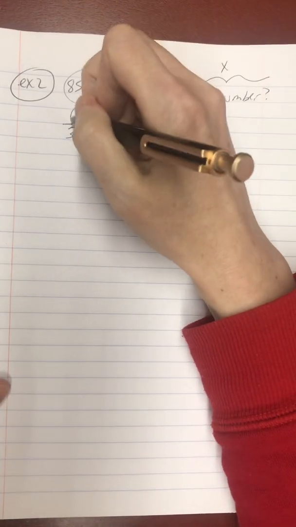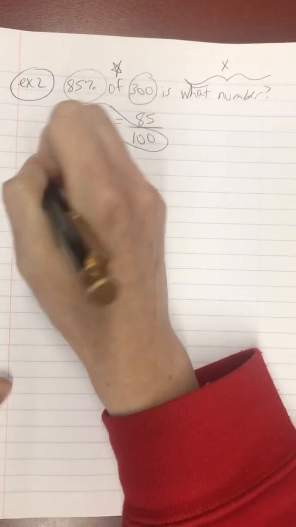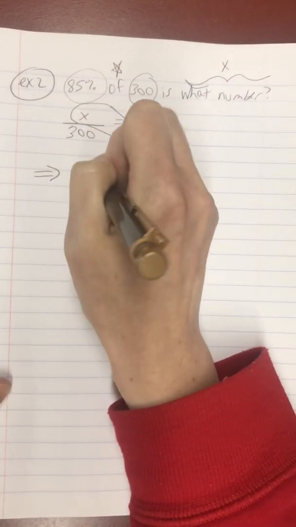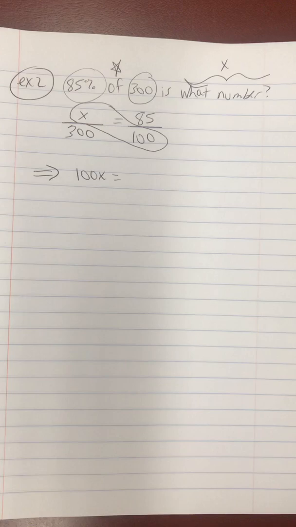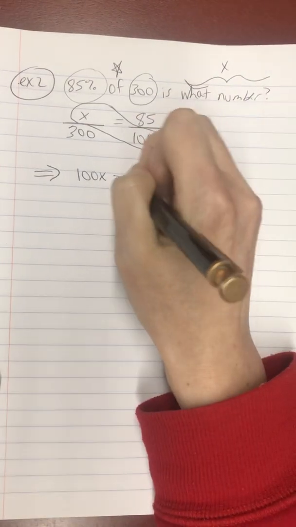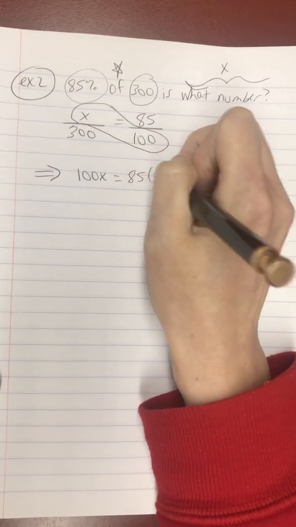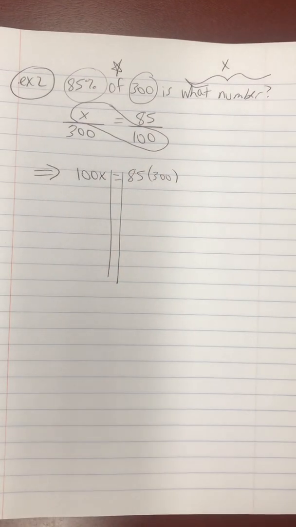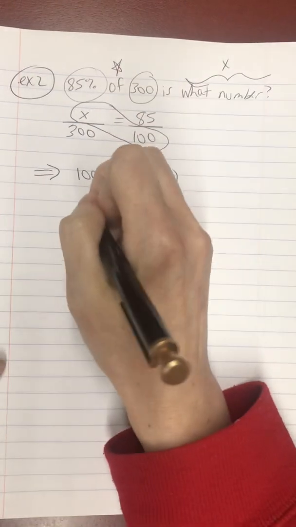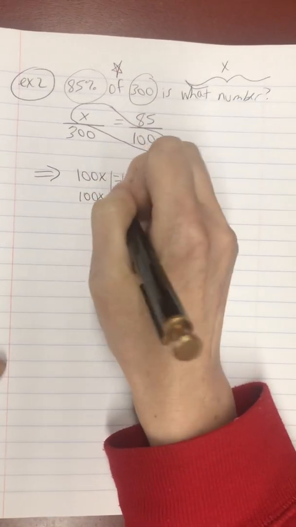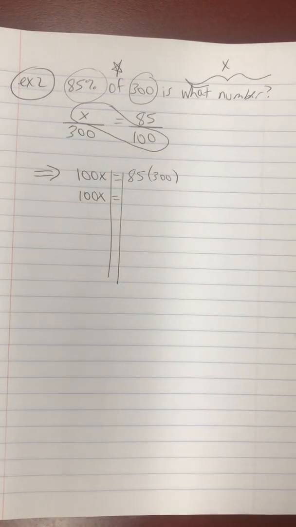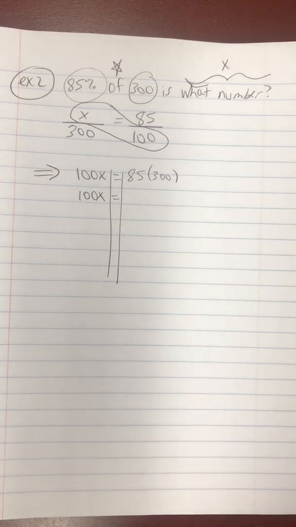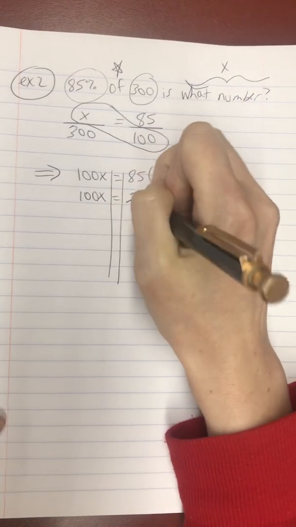All right, so when we do that, again, when we multiply the diagonals there, you're gonna get 100x, because it's 100 times x, equals whatever 85 times 300 is. 85 times 300, or 300 times 85, same thing, you'll get the same answer. All right, I'm gonna bring down my 100x, and then at this time I would take my calculator and go 300 times 85, and I get 25,500.